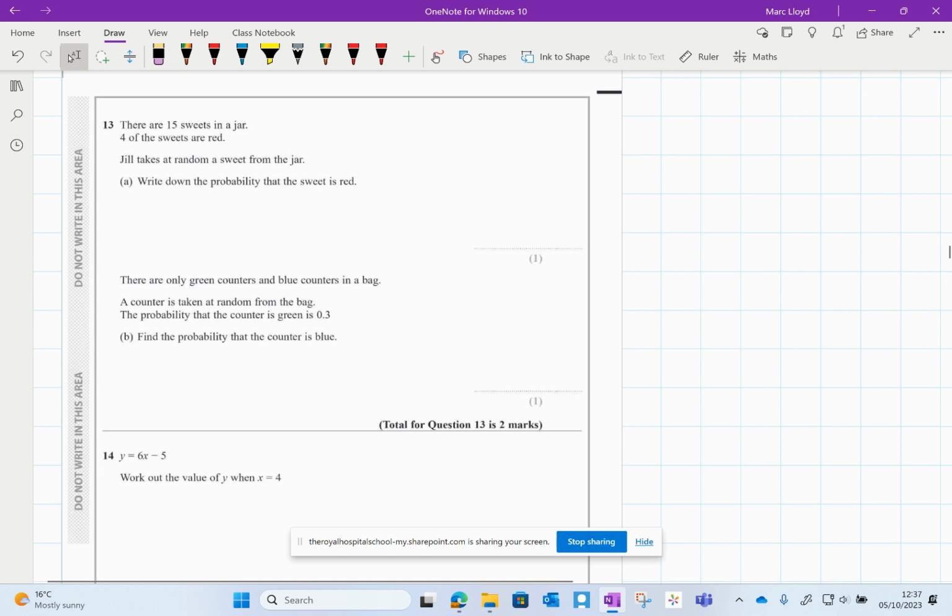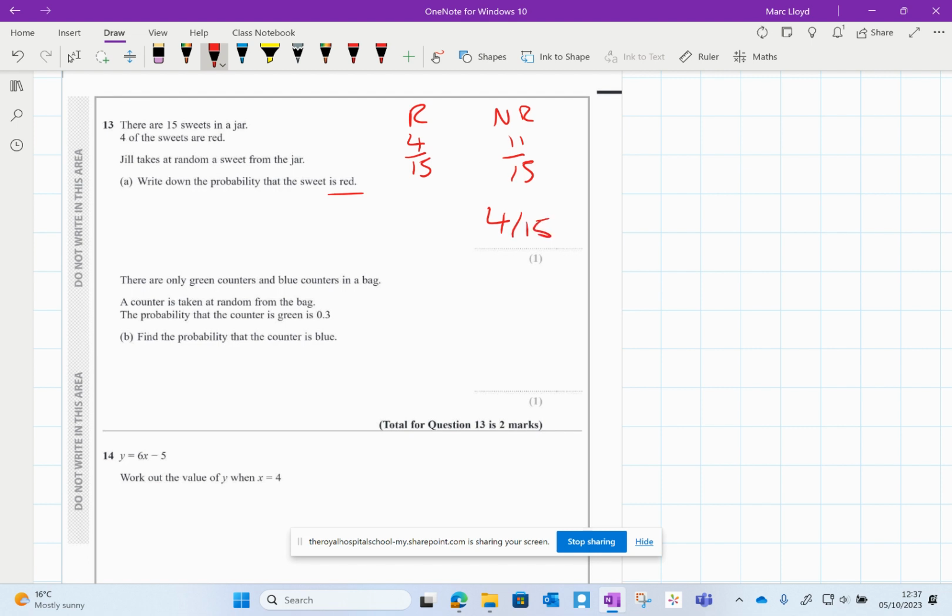Right, so there are 15 sweets in a jar. 4 of the sweets are red. Jill takes at random a sweet from the jar. Write down the probability that the sweet is red. So red, 4 out of 15. Not red is 11 out of 15. So the probability that the sweet is red is 4 out of 15.